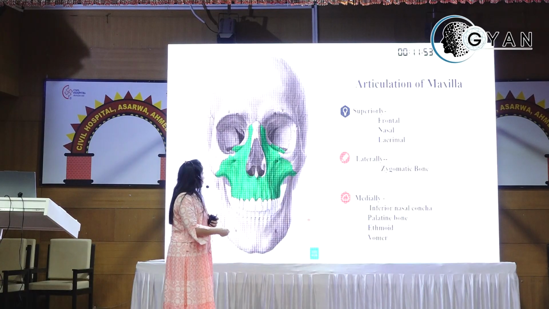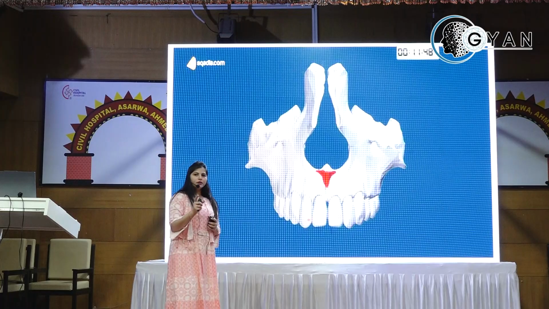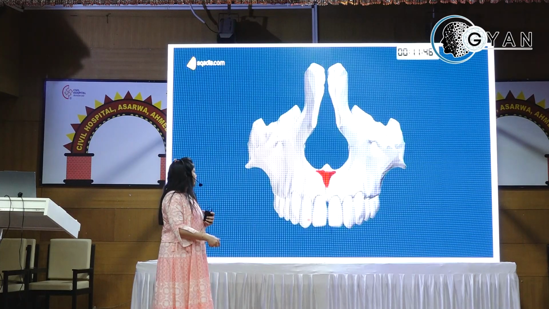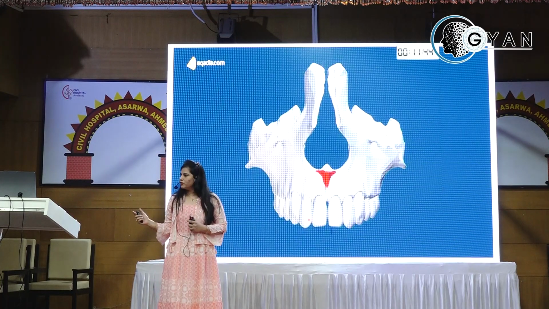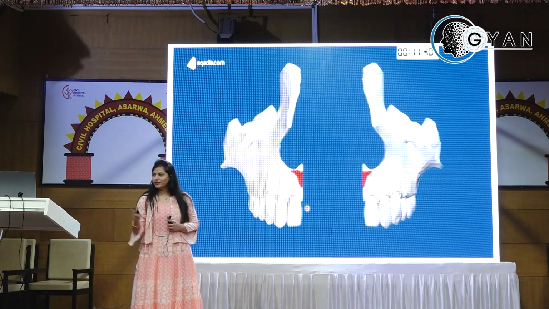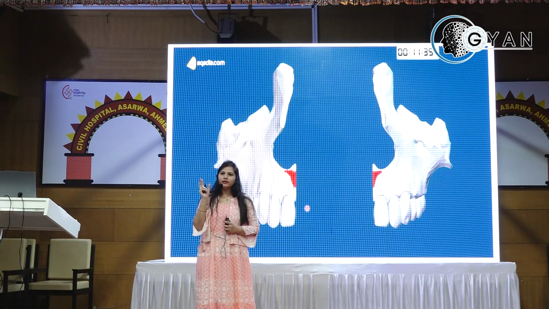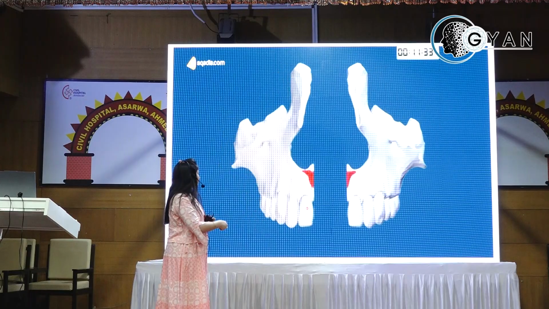Now the articulation of the maxilla, very briefly we'll discuss. It is a paired bone which is connected in the midline with, this is also a video, can you play? Okay, yeah, it's getting played. So it is a paired bone which is joined in the midline with the help of the intermaxillary suture.